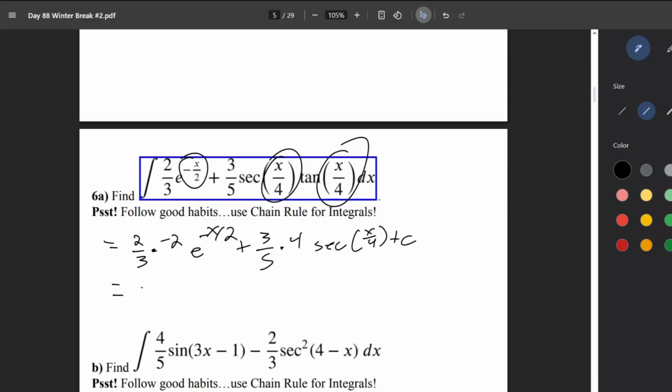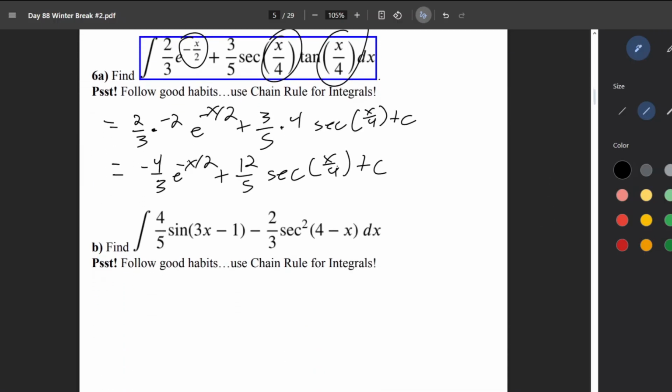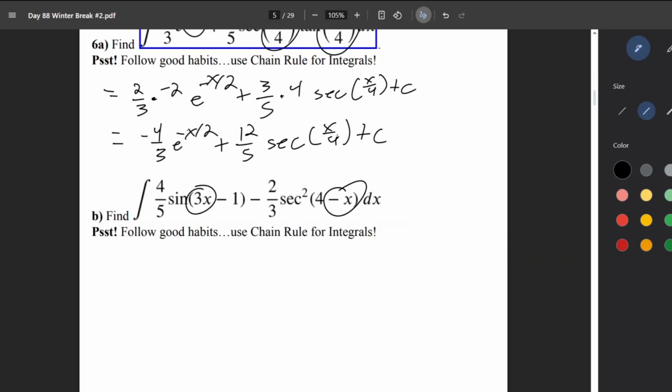So simplifying, we get -4/3 e to the -x/2 plus 12/5 sec x/4 plus c. And what my teacher does is he calls these monkeys, so basically circle a monkey so you don't forget to do chain rule.